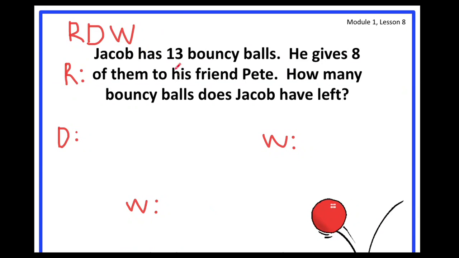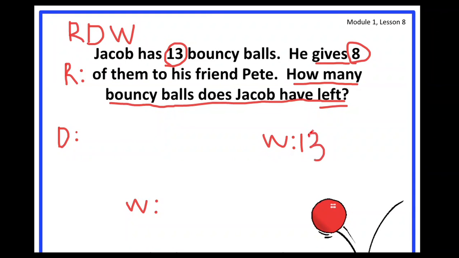Right, it's great to label the word problem. We know that Jacob has 13 bouncy balls and that he gives 8 of them away. This is a clue letting us know what we have to do in order to solve the problem. The question asks, how many bouncy balls does Jacob have left? Notice it is using that keyword left, also letting you know that you have to subtract. So our number sentence for this word problem is 13 minus 8.